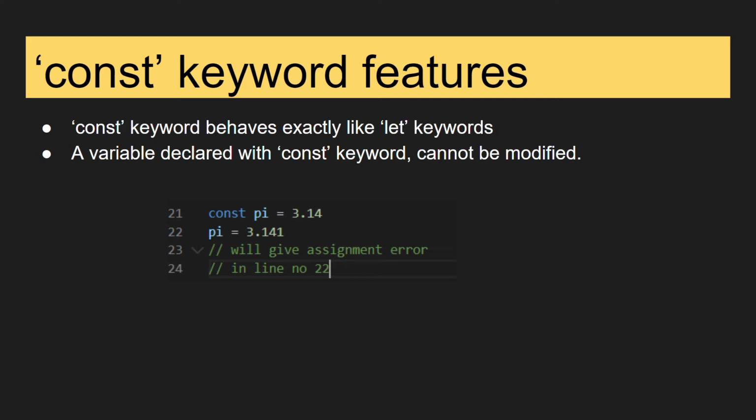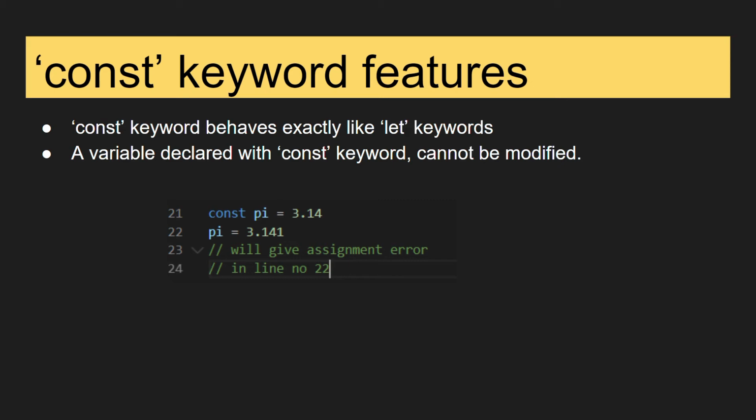The const keyword behaves exactly like the let keyword, except it provides one additional feature, that is a variable declared with the const keyword cannot be modified. If you have a requirement to declare a variable whose value is never going to be changed, then you must declare that variable with the const keyword, because it will prevent any further modification in that variable, either intentional or unintentional.